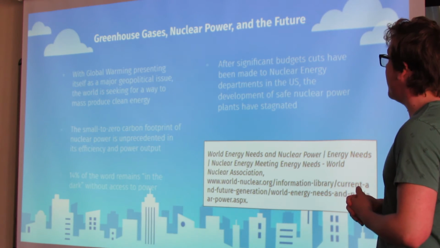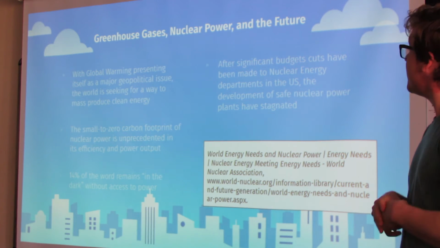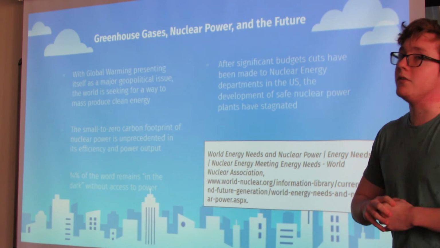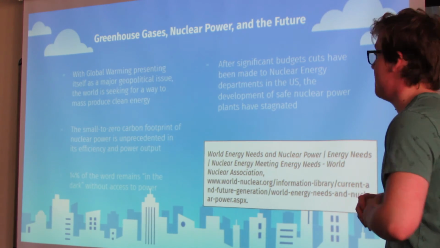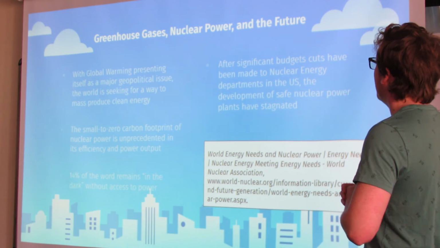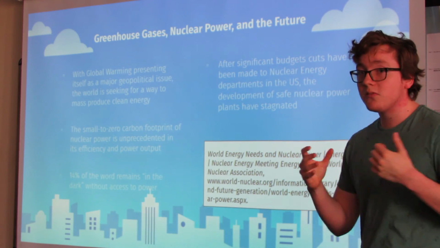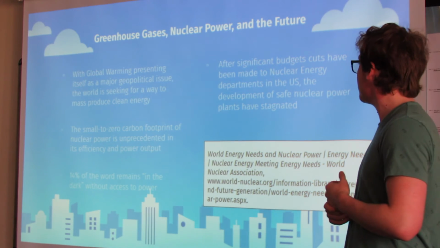Now, what nuclear power has, which many other fuel sources like fossil fuels don't, is a zero carbon footprint, meaning that it doesn't produce any greenhouse gases. It doesn't produce basically anywhere near the magnitude of pollution that fossil fuels do. And so it seems that nuclear power could be the frontier of the energy needs of the world.